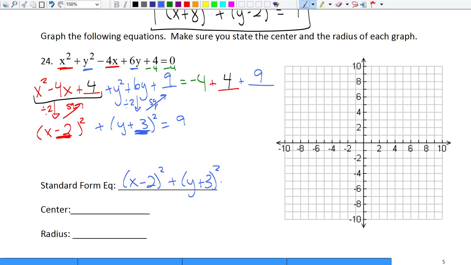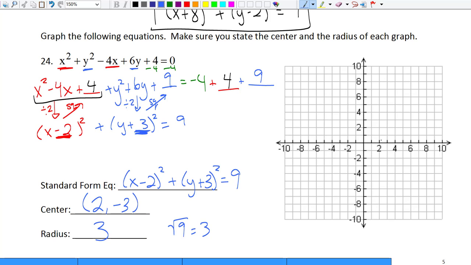Once it's in standard form, I can take the opposite of h and k, which is going to be a positive 2. X minus 2, the opposite of minus 2 is positive 2. Y plus 3, the opposite of plus 3 is minus 3. The radius is going to be the square root of the constant on the right-hand side. So the square root of 9 is 3. So the radius is 3.